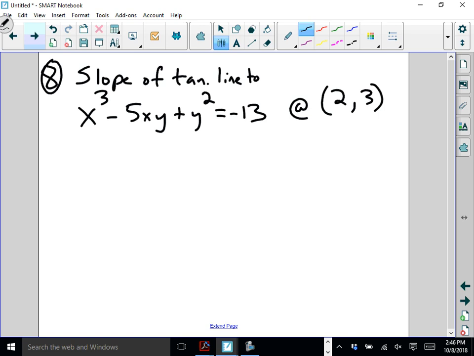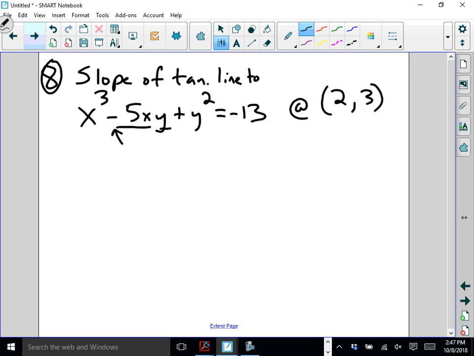So going ahead and doing this, a couple of things to be worried about. This minus here messes up a lot of people. So we want to be very careful with that minus. I'm going to have a product rule there because of the 5x and y. And usually product rule we think, oh, that's plus, right? But think of that first term as a minus 5x. Think of that second term as y.